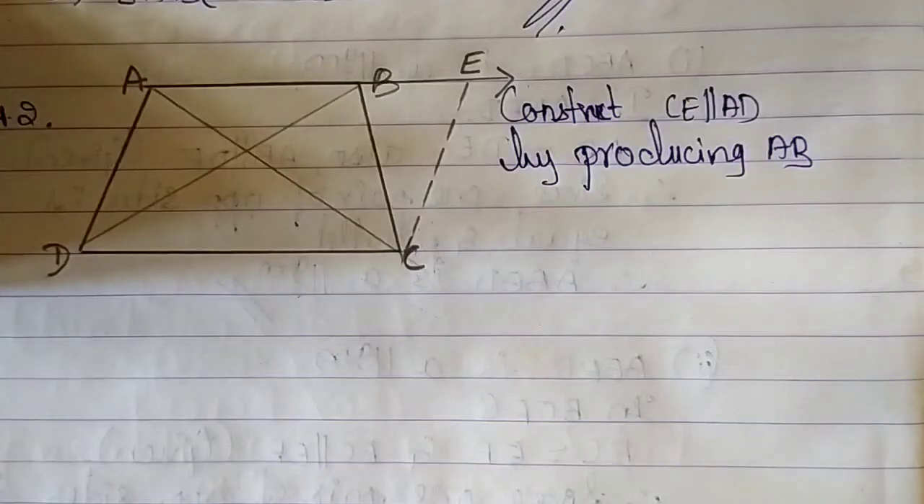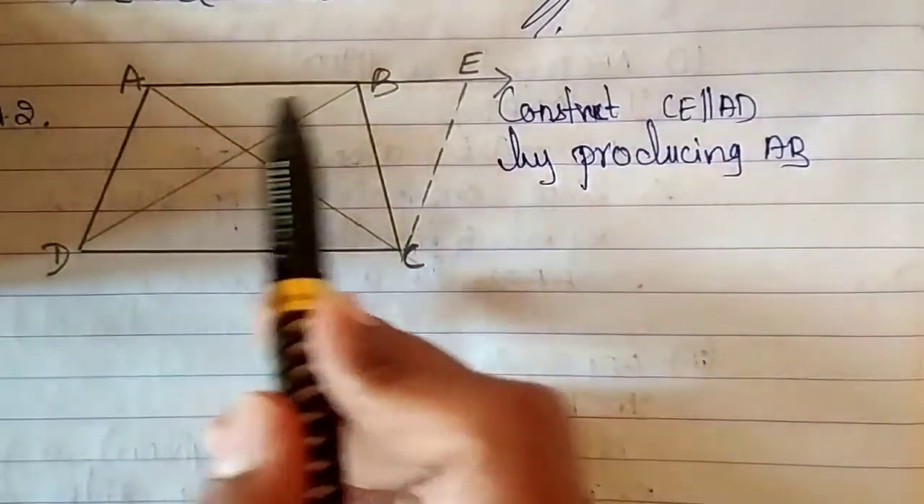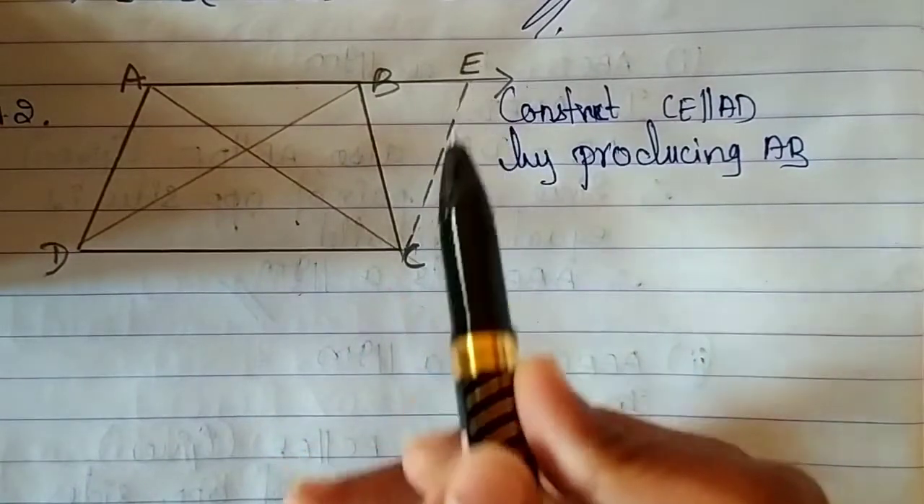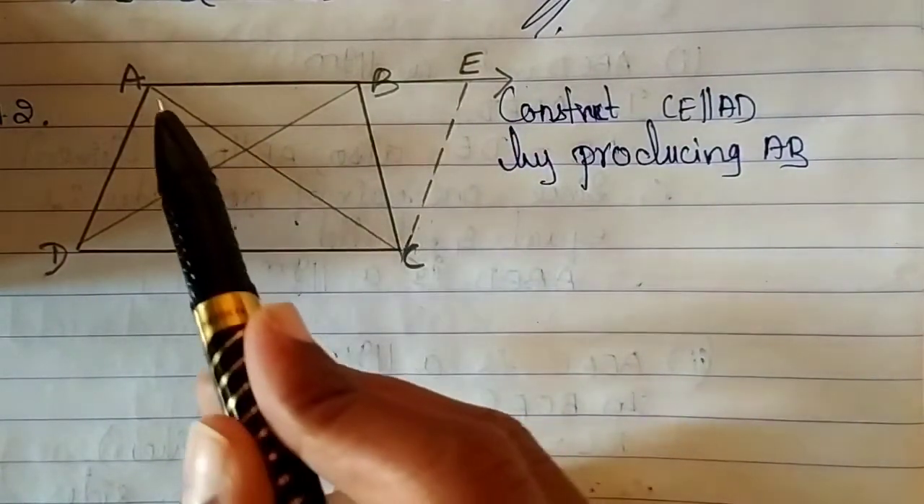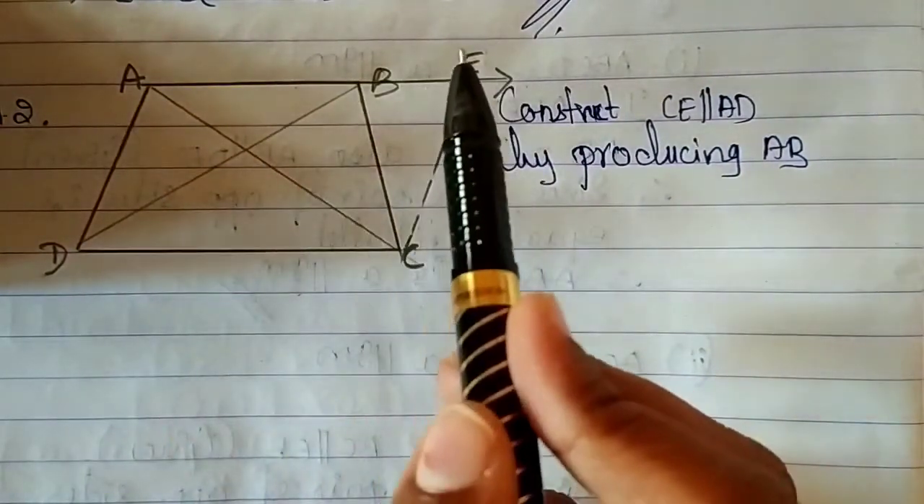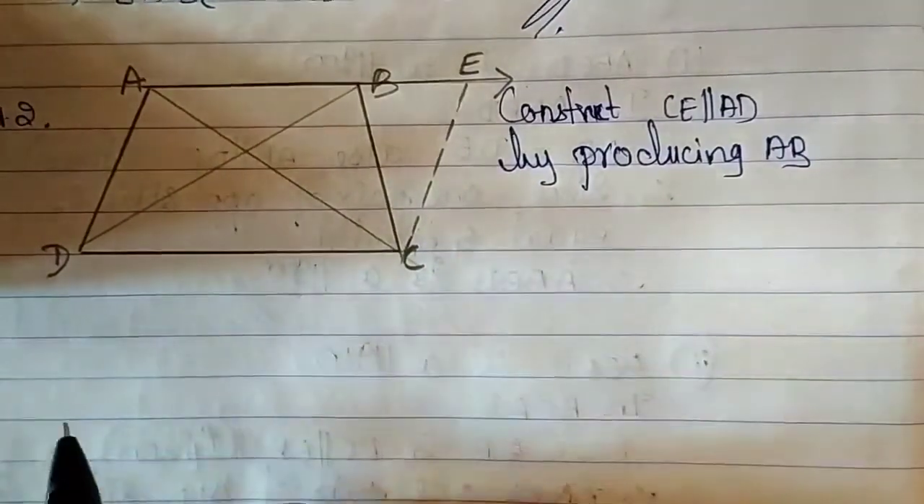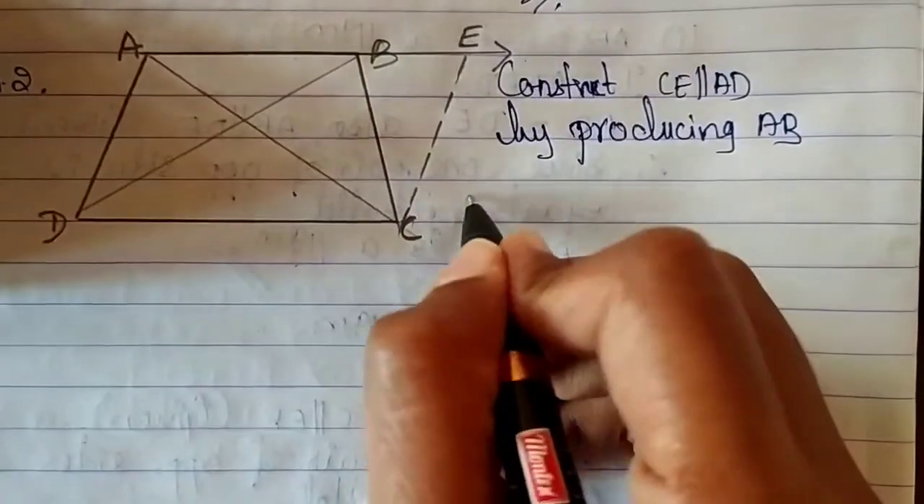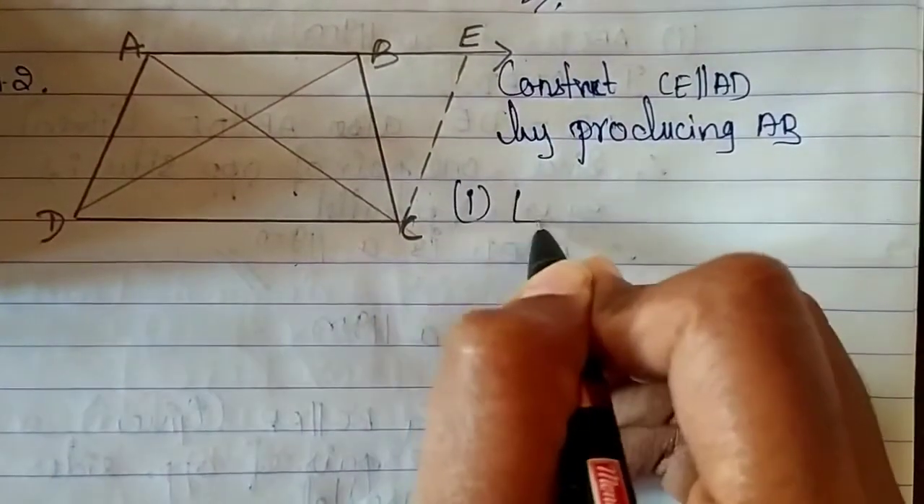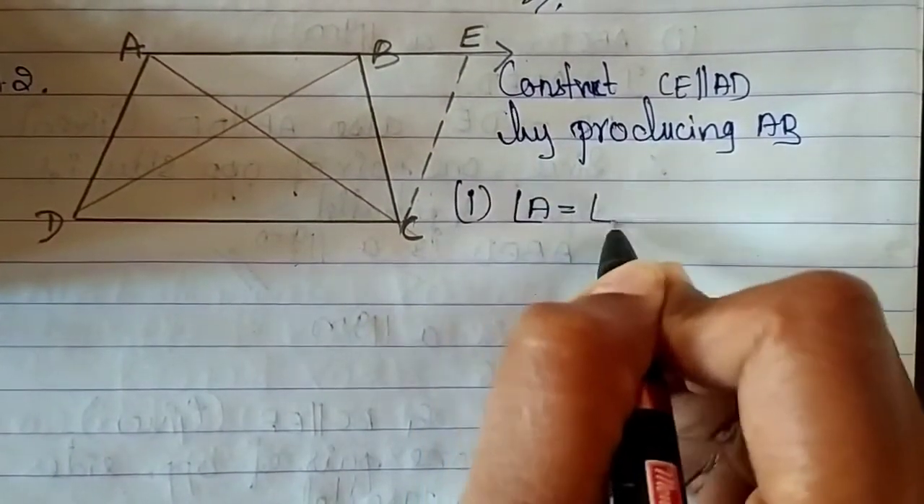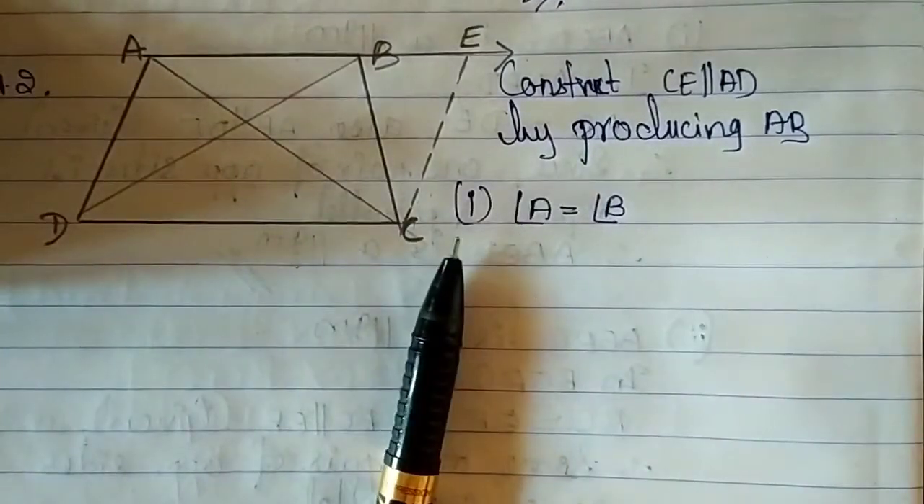So the construction will look something like this. We have produced AB to point E and joined C to E, which makes CE parallel to AD. Now to prove the first sub question, which asks us to prove angle A is equal to angle B.